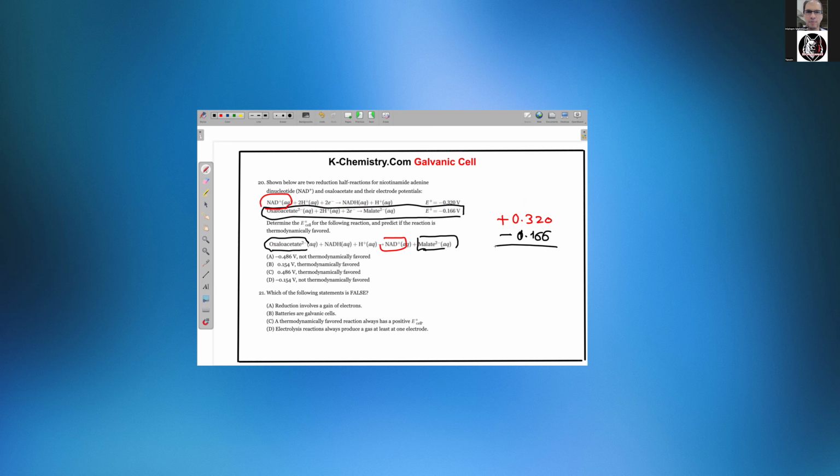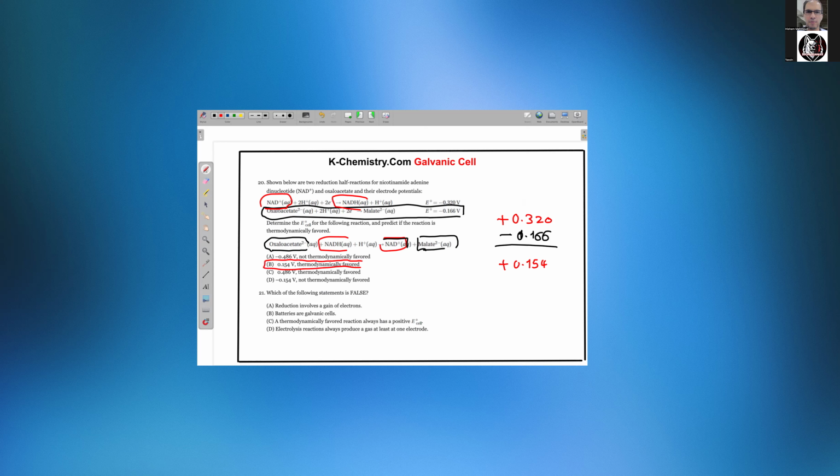So let's just do it ourselves with the way we know. We are very sure that this one is being oxidized and reversed because he is saying that NAD plus is here and NADH is here. So it's very clear, he has reversed this one. So it becomes 0.320, and this is negative 0.166. So it became 0.154, and this is thermodynamically favored.